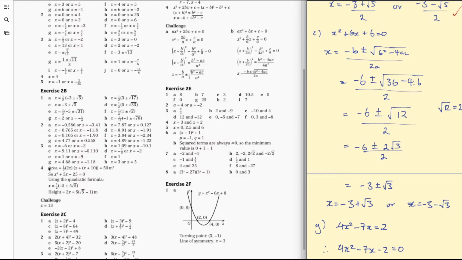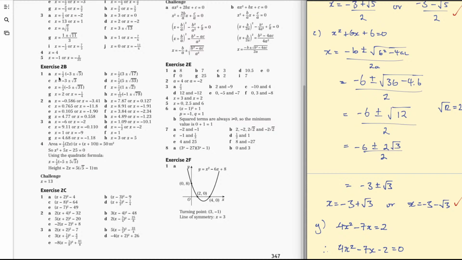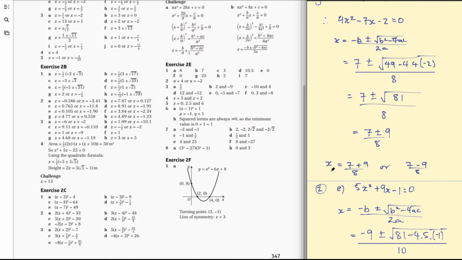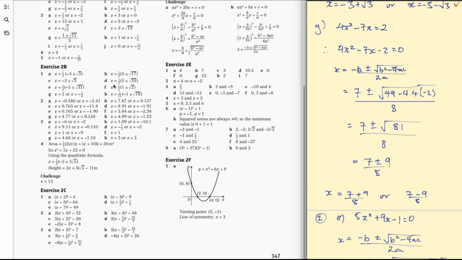C, negative 3 plus or minus root 3. So they're just writing it like this. That's fine as well. I'm not sure why I separated them out. I thought that's how they wanted me to write them, but just writing it like plus or minus is fine. 2, then G was 2.